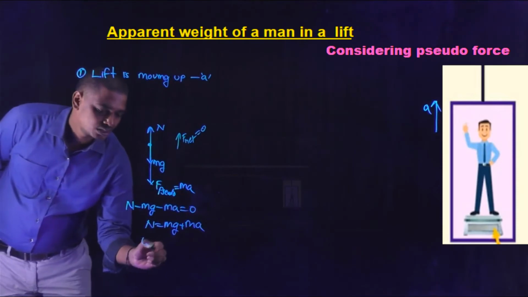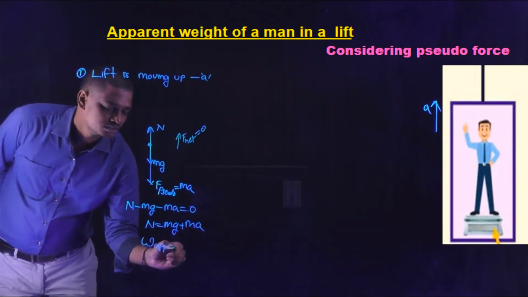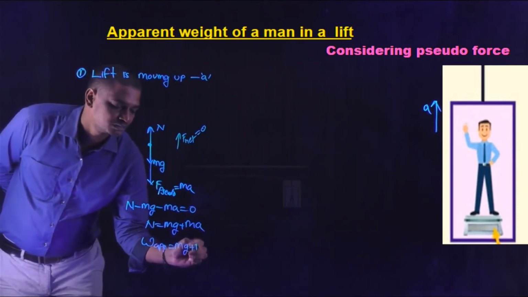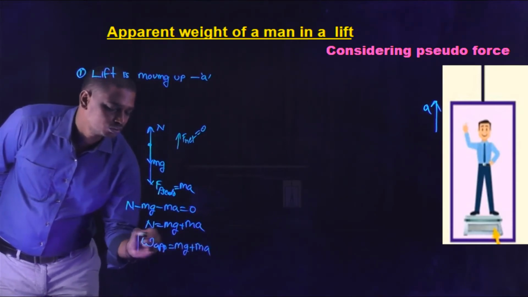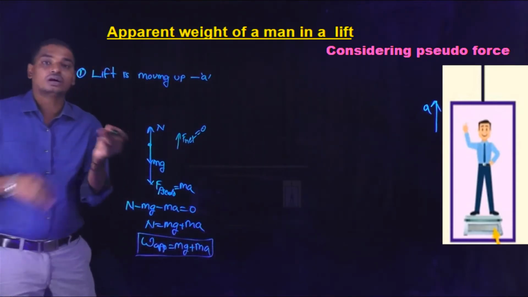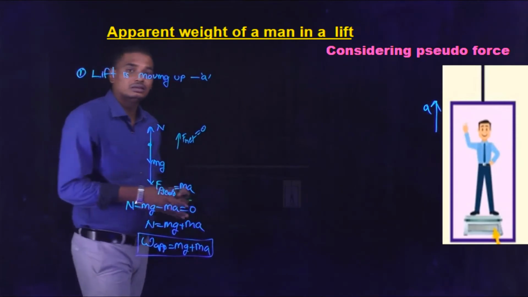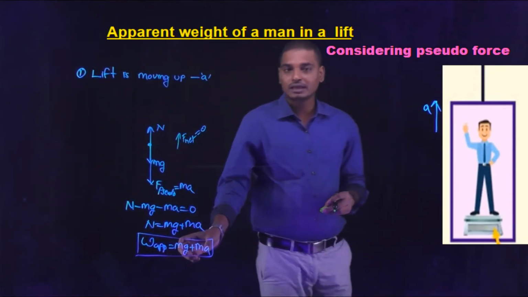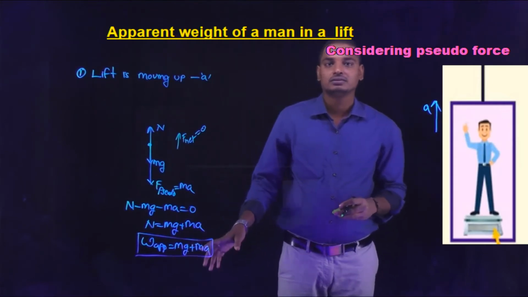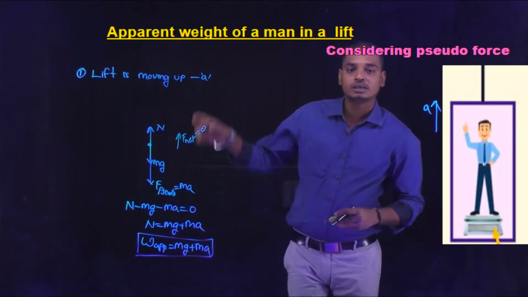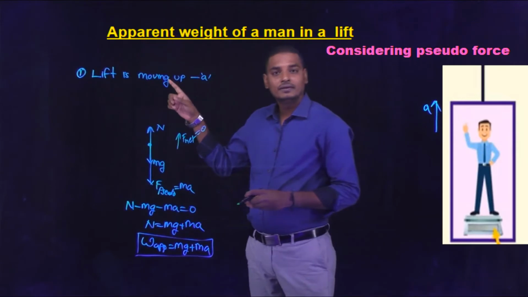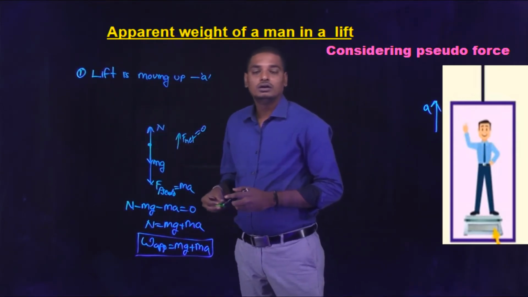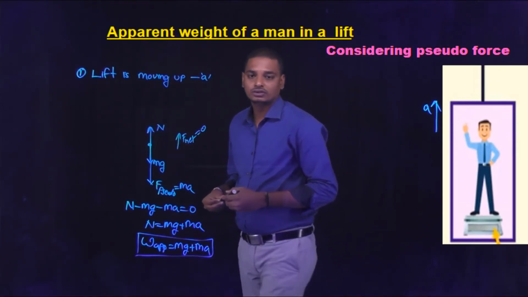which means the apparent weight of the man is equal to mg plus ma, which is similar to the case that we have considered before, that is, in the inertial frame of reference. The apparent weight of the man is greater than the actual weight. And the expression is also the same as the one obtained without considering a pseudo force.